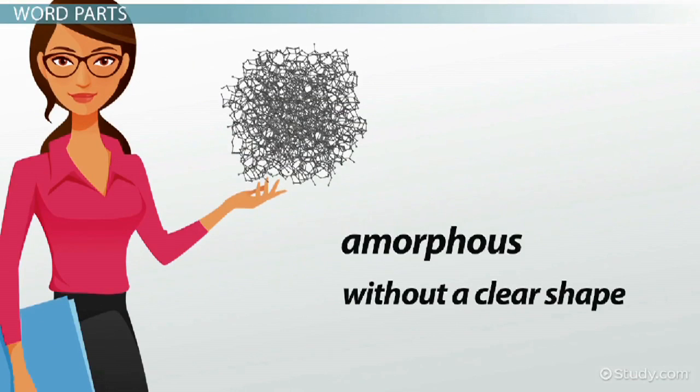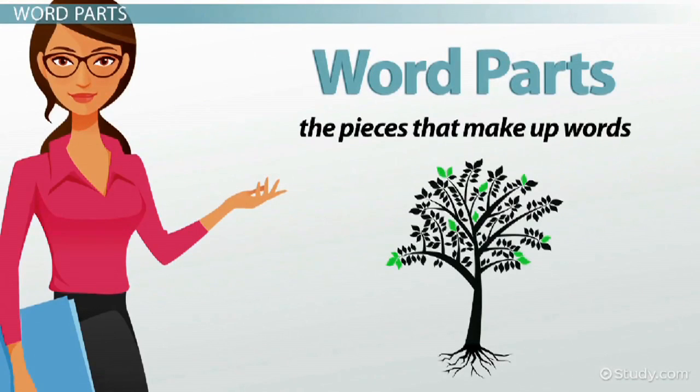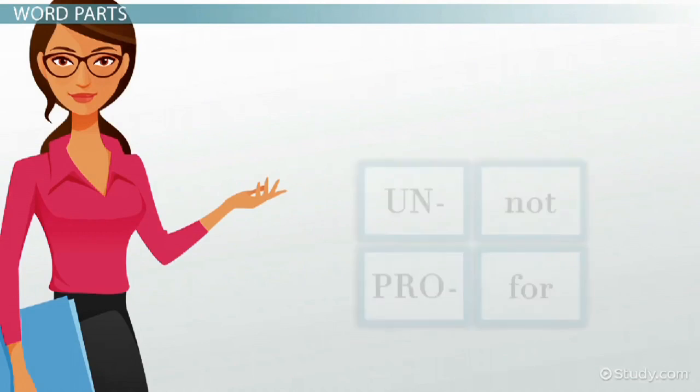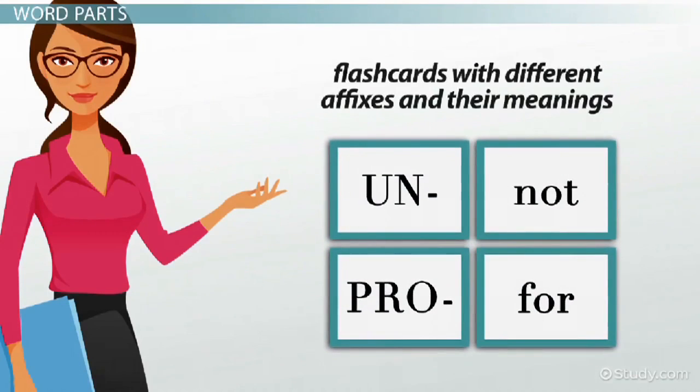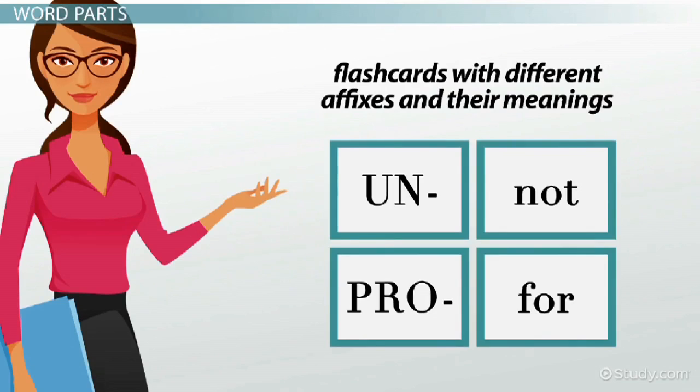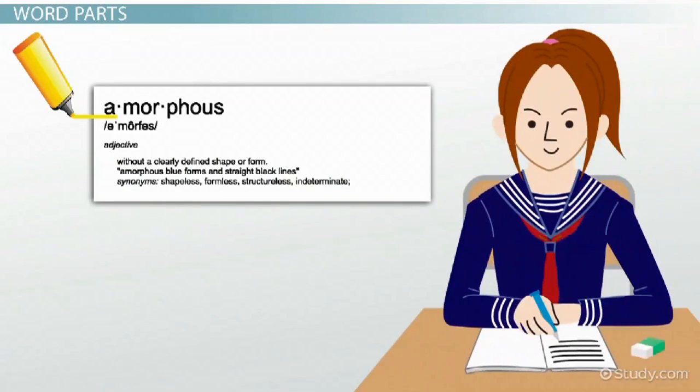Once you introduce the idea of word parts and how they can help a student define a new word, then you can come up with various activities to help your students practice. For instance, students can make flashcards with different affixes and their meanings, and then quiz each other. You can also give them new vocabulary terms with their definitions.